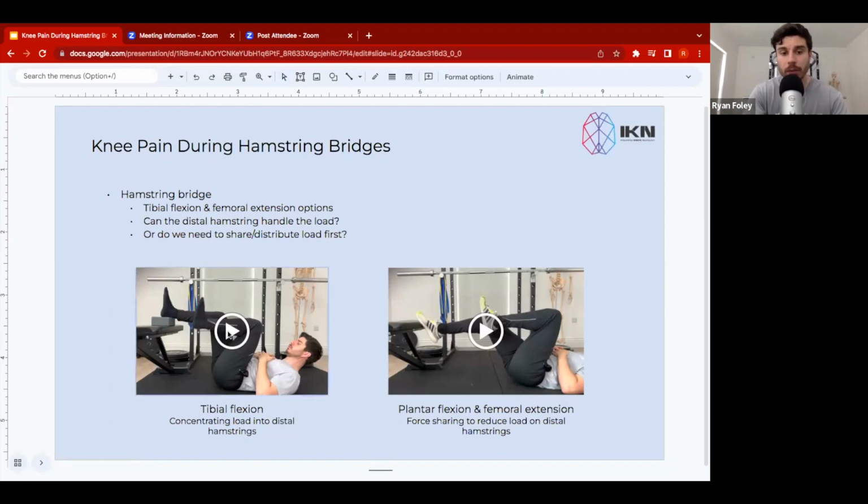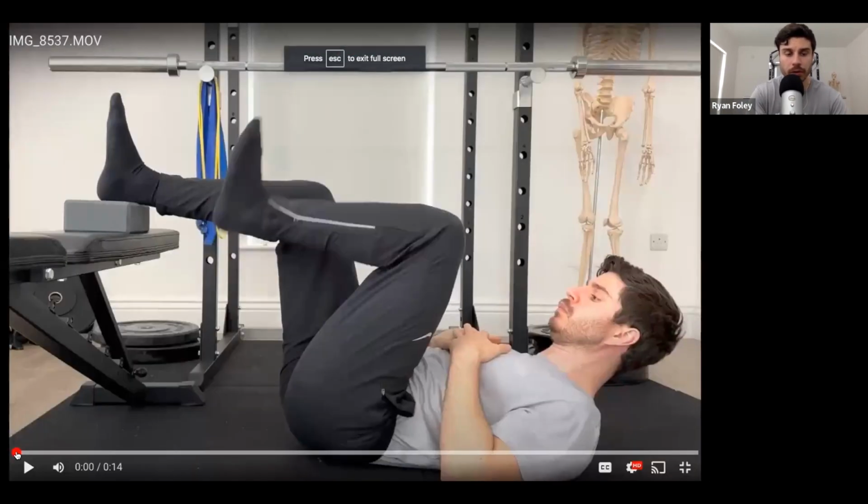Okay, so let's say we choose a strategy like this. So we choose more of an isometric hold or static hold where we get the client into a supine position like this. So we'll bring this up into the full screen.